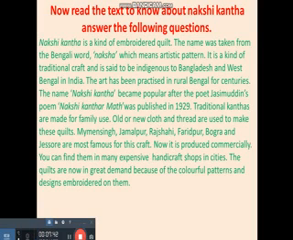Mymensingh, Jamalpur, Rajshahi, Faridpur, Bogura, and Jessore are most famous for this craft. Now it is produced commercially. You can find them in many expensive handicraft shops in cities. The quilts are now in great demand because of the colorful patterns and designs embroidered on them.